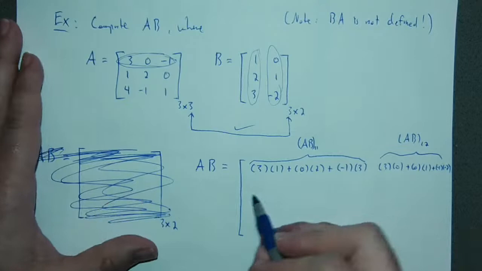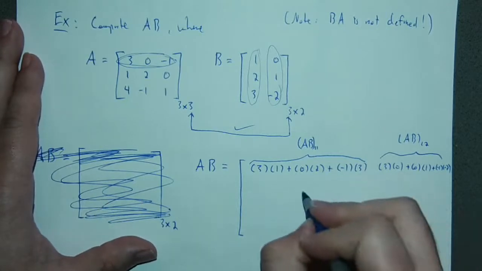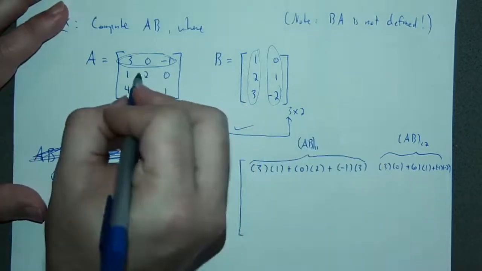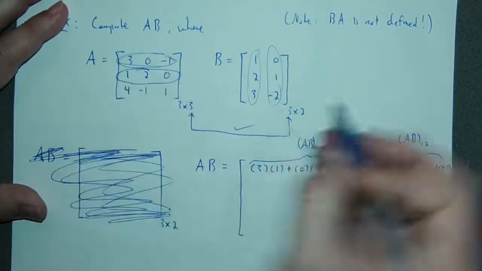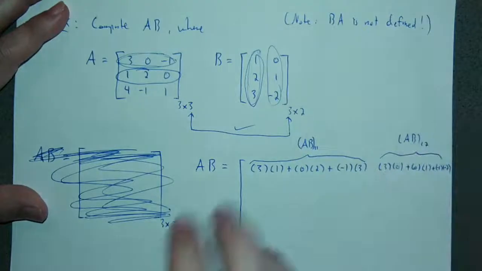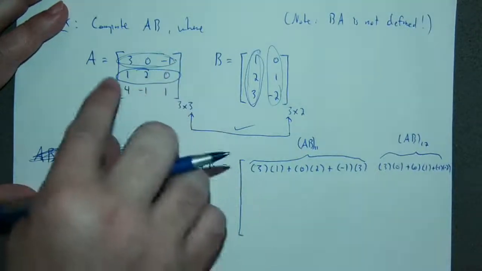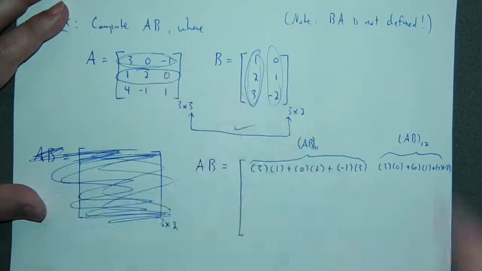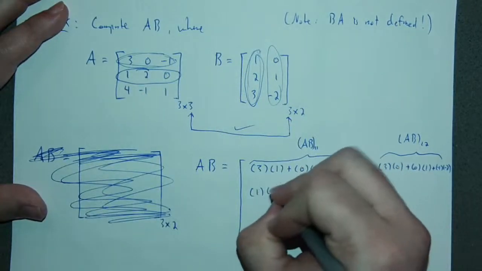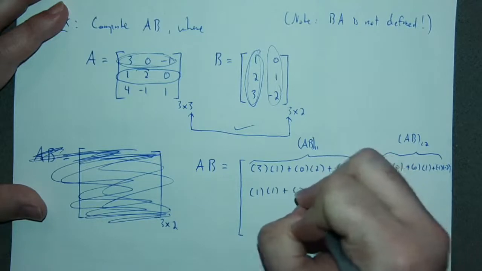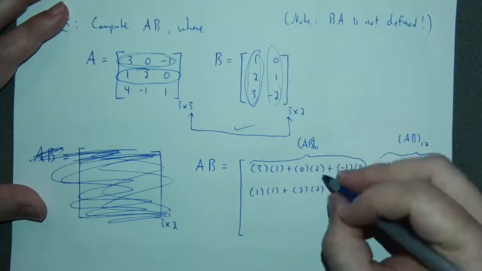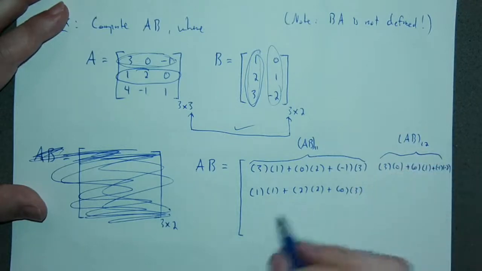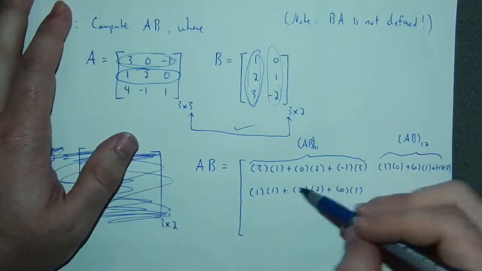So one more here. Now I'm in this entry, which is second row, first column. So I take the second row of A, first column of B, do the same thing. I flip this and match them up. So 1 times 1 plus 2 times 2 plus 0 times 3. And that entry would be AB sub 2, 1.